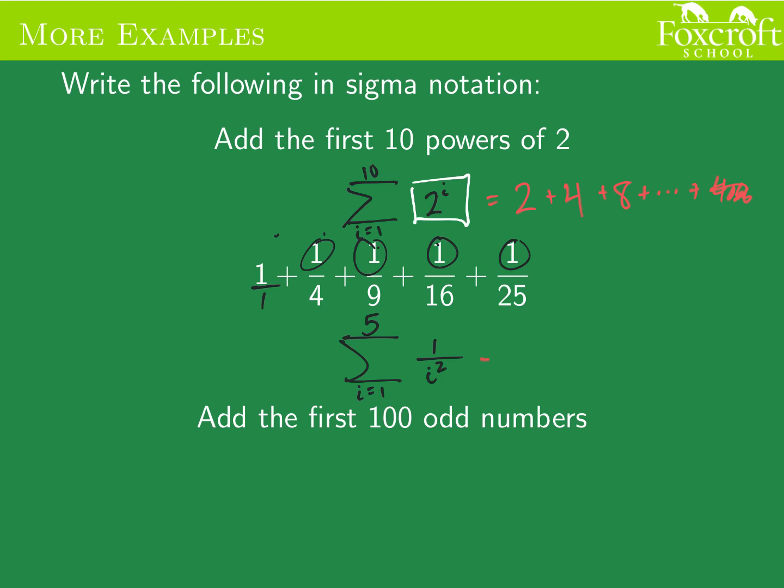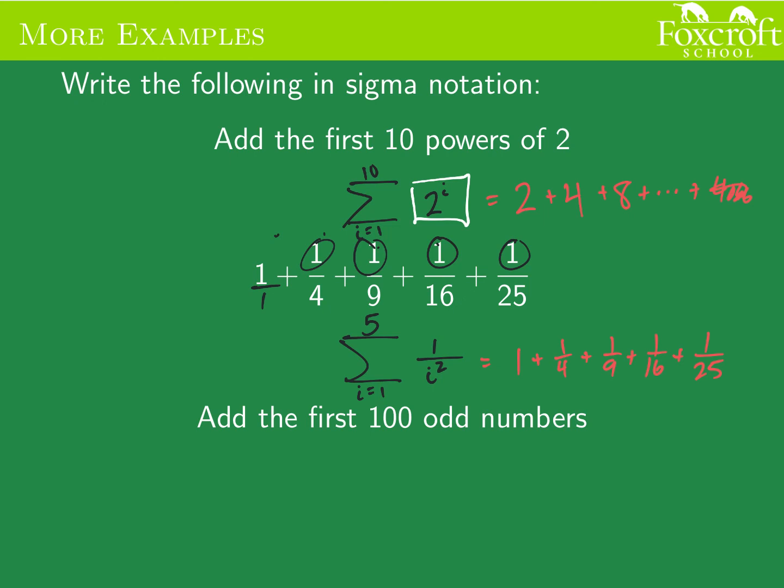All right, so this would equal 1 over 1 squared, plus 1 over 2 squared, plus 1 over 3 squared, 1 over 4 squared, and I stop at 1 over 5 squared. So you can see how the sigma notation here is actually the same as that middle line.